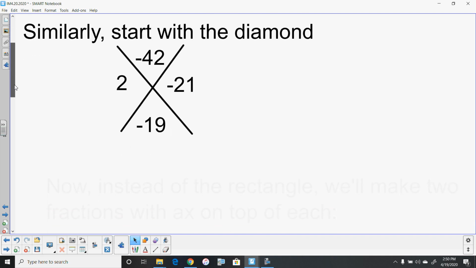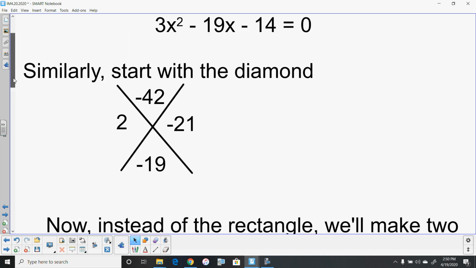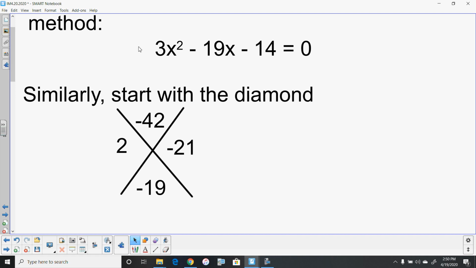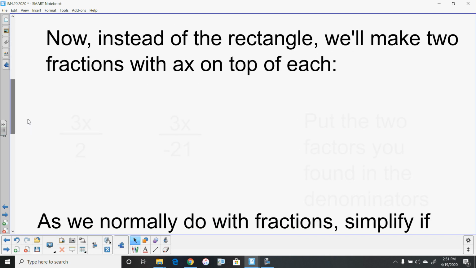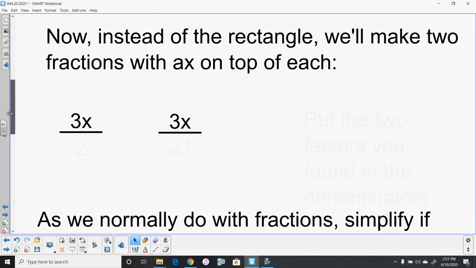But I've got a little more work to do. Remember in the last example, we had to go to the rectangle. The way we're going to do it here is we're going to set up two fractions. Keep in mind this was ax squared plus bx plus c. My a term was 3. So I'm going to put ax in the top of each fraction: 3x, 3x. The two factors that we just found, 2 and negative 21, are going to go in the bottom of each fraction.